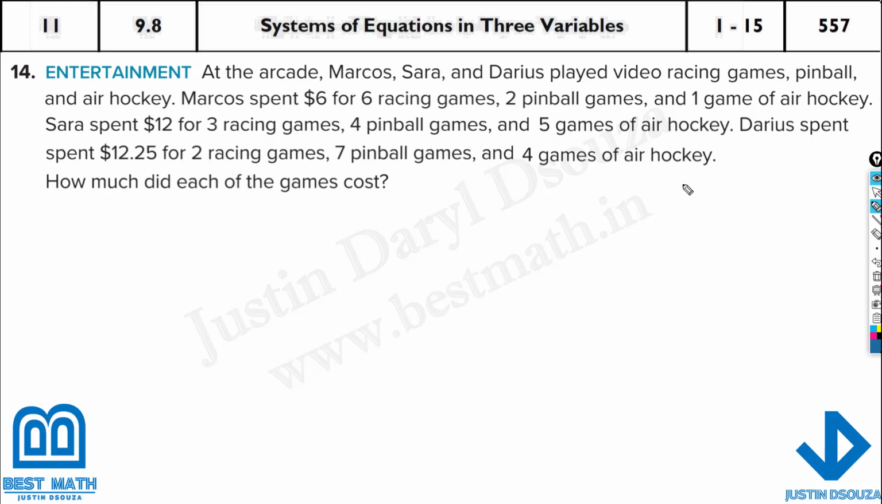Another problem: at an arcade, Marcos, Sarah, and Darius played video racing games, pinball, and air hockey. Marcos spent $6 for 6 racing games. So here they have told racing games. You can take it as X, Y, Z, A, B, C, or because it's racing games, I'll take it as R, P, pinball, and hockey, H, because I can easily differentiate it.